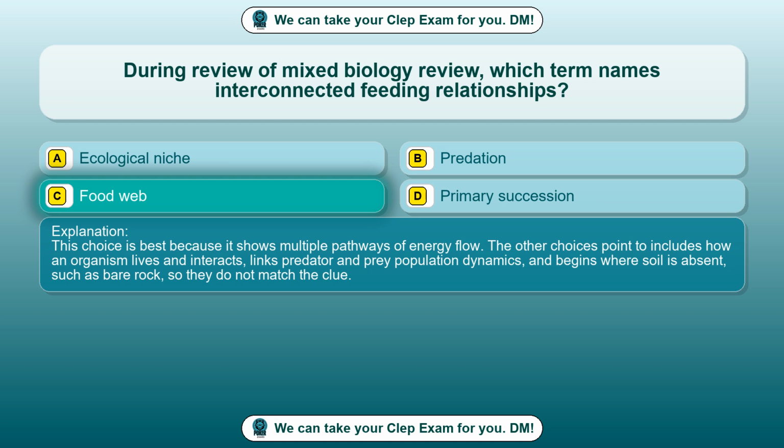The other choices point to what includes how an organism lives and interacts, what links predator and prey population dynamics, and what begins where soil is absent, such as bare rock, so they do not match the clue.